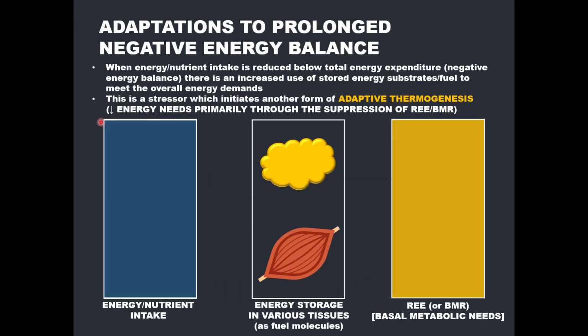So going back to this animation we initially presented with the energy surplus discussion, we see again energy fuel intake on the left, energy storage in adipose and lean tissue in the middle, and resting or basal energy needs/expenditure on the right.